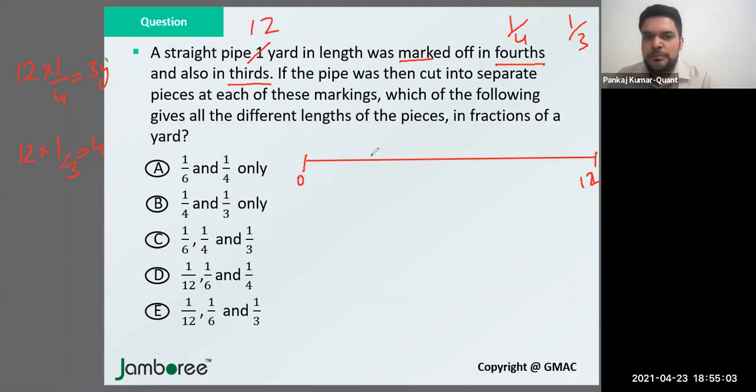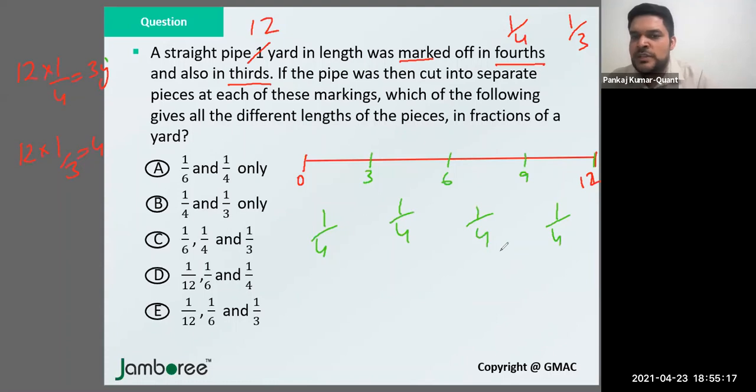If you just mark on 3, 6, 9, and 12, you can see I've divided it into 1/4. This region is 1/4, this region is 1/4, this region is 1/4, and this region is 1/4. I hope everyone is clear what 1/4 is. Obviously, I'm not dealing in fractions now, I'm just marking.